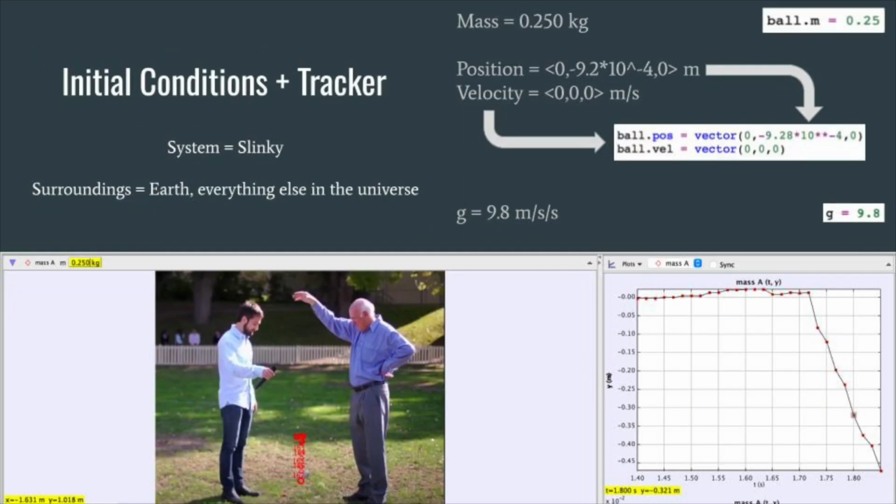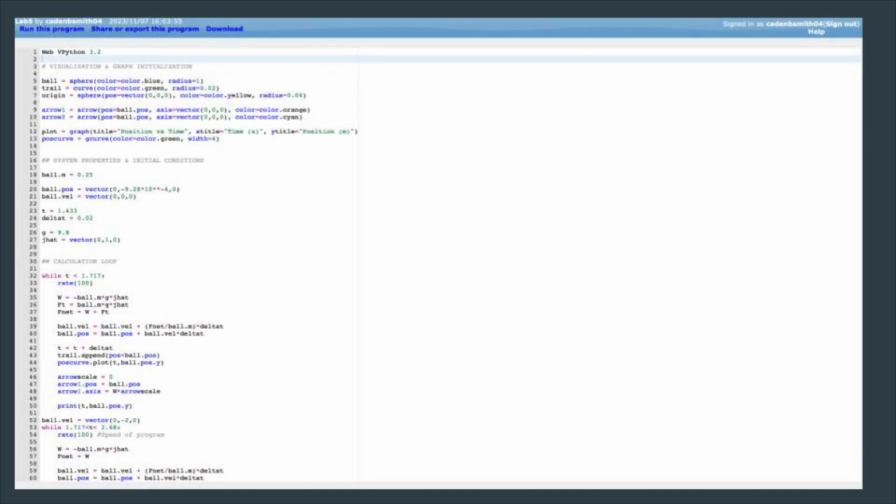The initial conditions of this lab are the mass, estimated around 250 grams or 0.250 kilograms, the initial position, which is roughly 0, 0, 0, as well as the velocity around 0, 0, 0. The system in this lab is the slinky itself, while the surroundings is the Earth as well as everything else in the universe. A screenshot of the code is shown here.